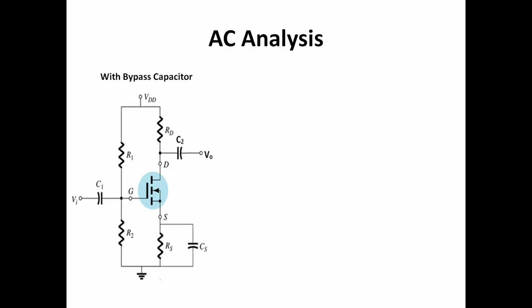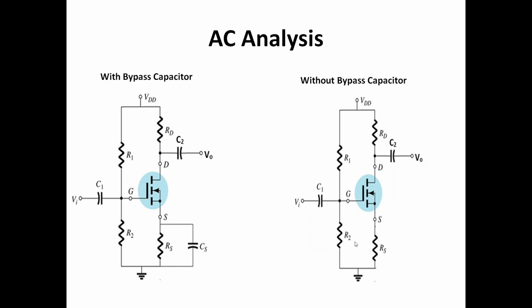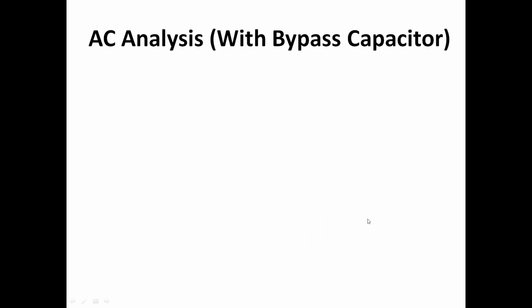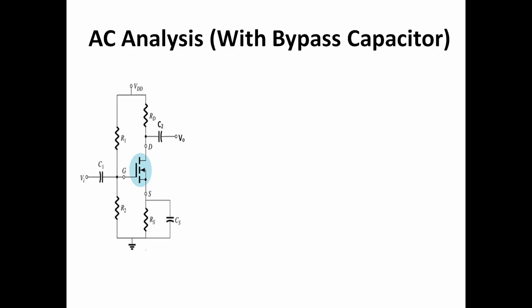In this video, we will do the AC analysis of a common source amplifier circuit. Here, we will do the AC analysis taking two common source amplifier circuits. One common source amplifier circuit will have the bypass capacitor, another common source amplifier circuit will not have any bypass capacitor. Now first we will do the AC analysis of a common source circuit which has a bypass capacitor.